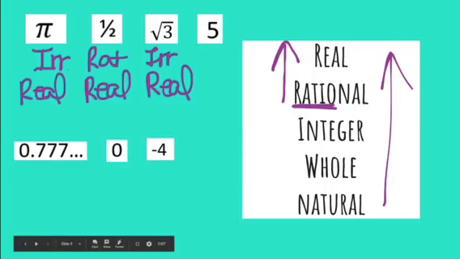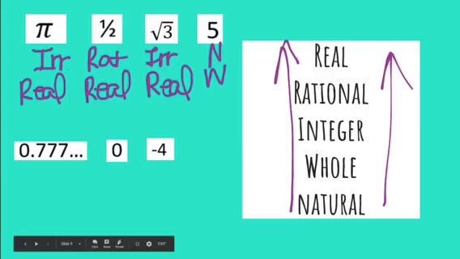Okay, let's go with 5. 5 is natural, yeah, we naturally count. So 5 is all of them. So I'm just going to put the first letter. It's natural. If it's natural, it's also a whole number. It's included in 0, 1, 2, 3, 4, 5. It's an integer, it's rational, and it's real.